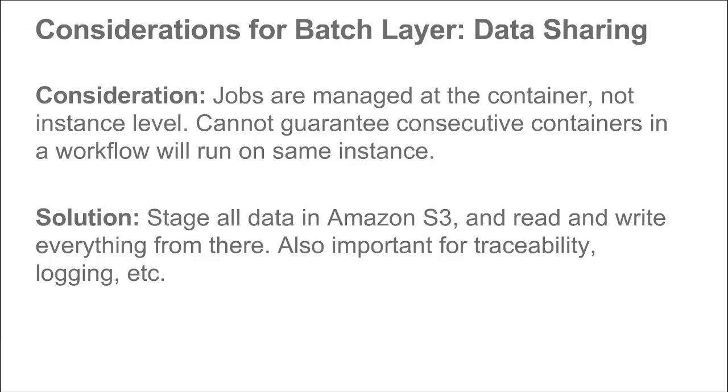One of the architectural patterns that we've seen customers use in a lot of cases to bypass this dependency is they use Amazon S3 to stage all of their data, and they read and write everything from there. One of the really nice artifacts that falls out from this is that by reading and writing all your data from S3, you inherently get things like traceability, logging, etc. You can see within each job what the inputs were in S3 and what outputs it wrote. It gives you this really nice traceability and logging, which we find is an added benefit, for example, in regulated industries.